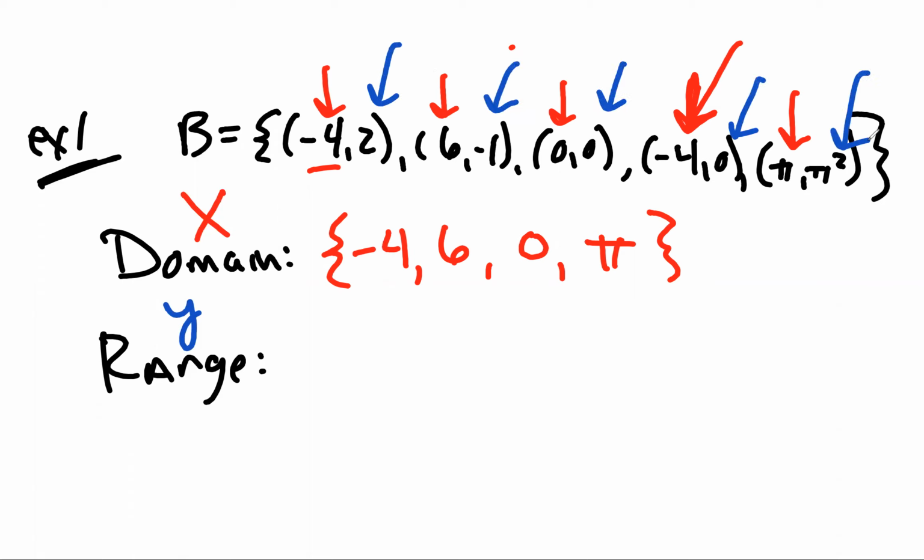And so again, I put them in the order that they come to me. And so I have 2, -1, 0. But look, when I get here, I have a second 0. We already talked. We don't have to show that twice. So he's already been taken care of right there. No problem. And then lastly, I have pi squared. And so here's my domain, here's my range, and now I am finished.